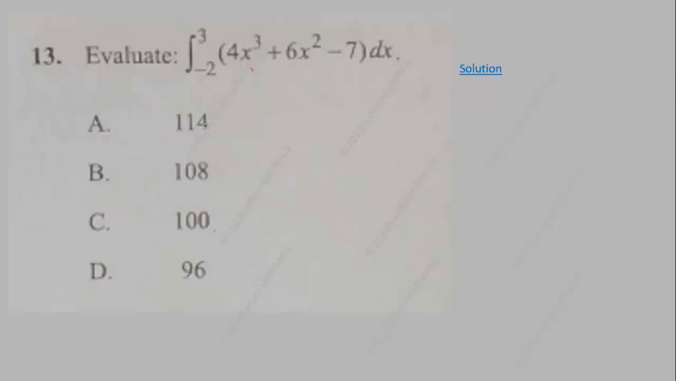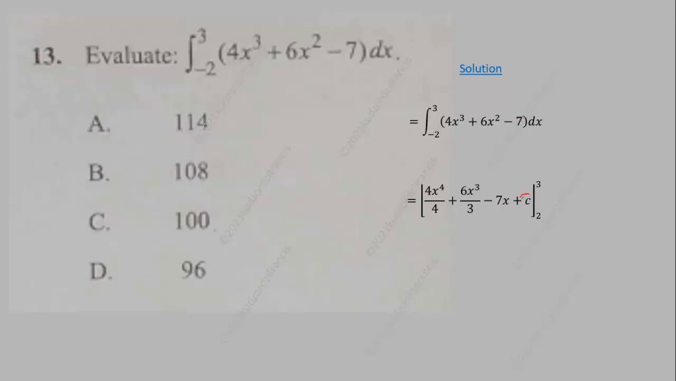Evaluate this integral. Negative 2 to 3 of 4x cubed plus 6x squared minus 7 dx. So this is the integral given to us. So we integrate and then substitute the limits. So if you integrate 4x cubed, you get 4x exponent 4 over 4. If you integrate 6x squared, you get 6x cubed over 3. For integration, you add to the exponent, divide by the result. And this one will give you negative 7x.